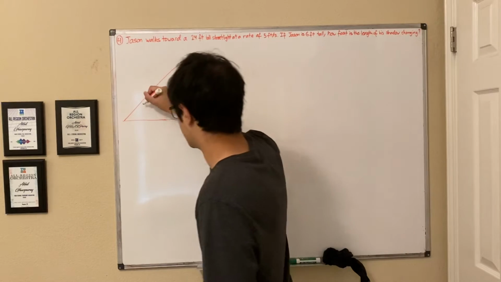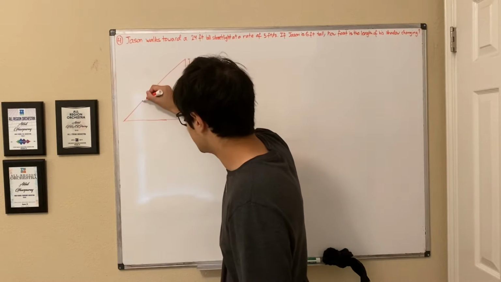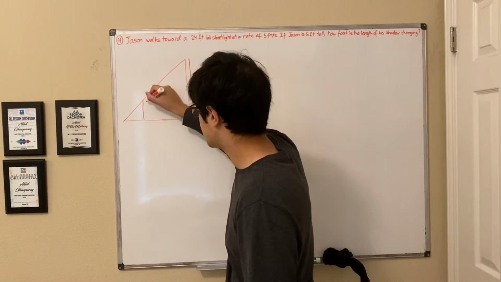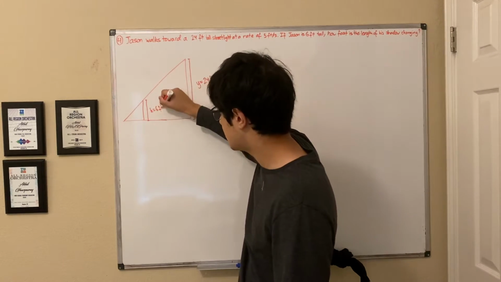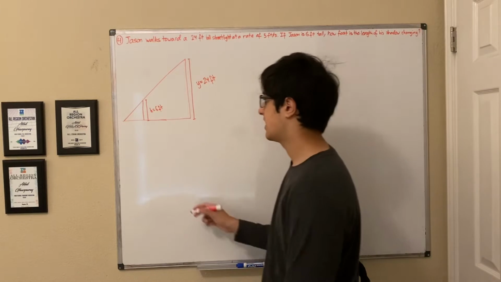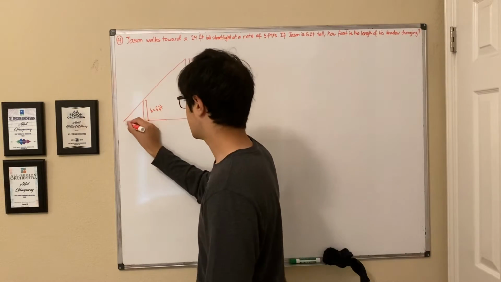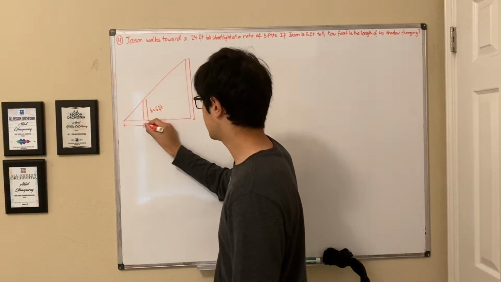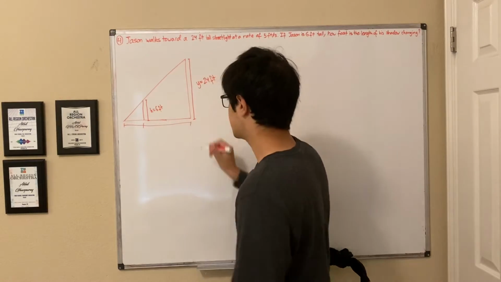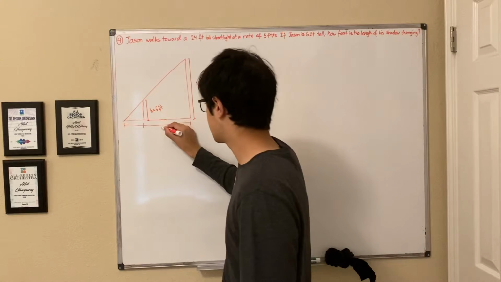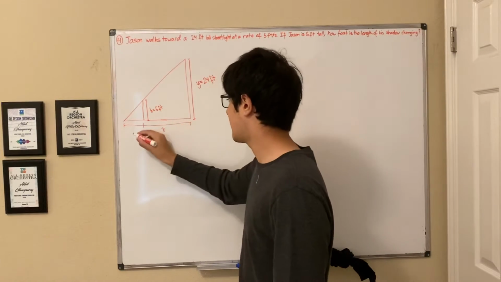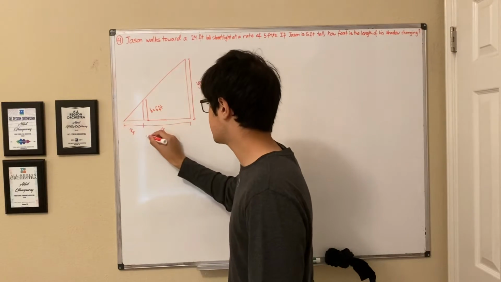Let's go ahead and add in Jason. So let's put Jason right here. His height is 6 feet, so let's call that h, which equals 6 feet. And this right here is the length of his shadow, and this is the distance Jason is from the streetlight. So let's call this distance right here x, and this distance x sub s.